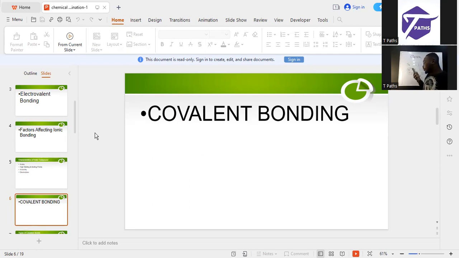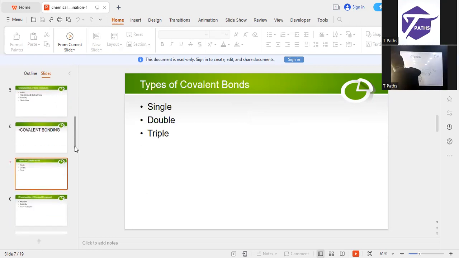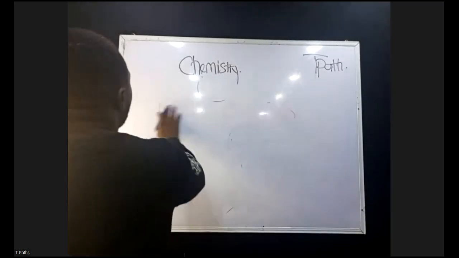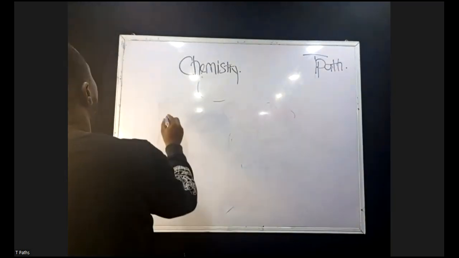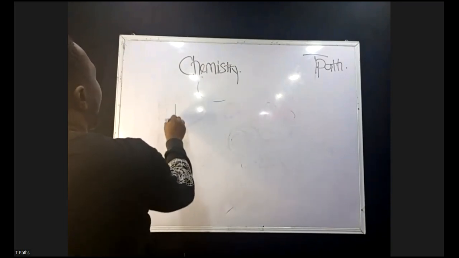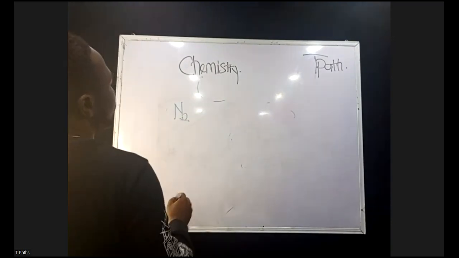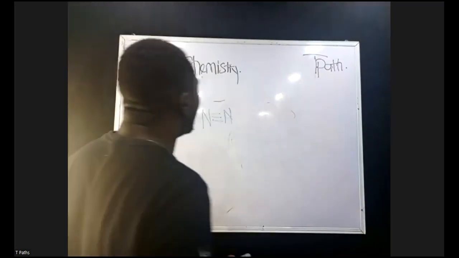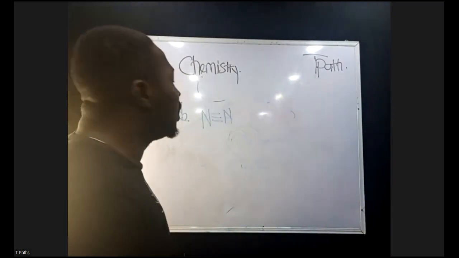What are the covalent bonds? That's what they call single covalent bond, double covalent bond, and triple covalent bond. Now, what I mean by all these things, let's take a concept. Let's say I have N2. In covalent bonding, you can only give what you have. You cannot give what you don't have.